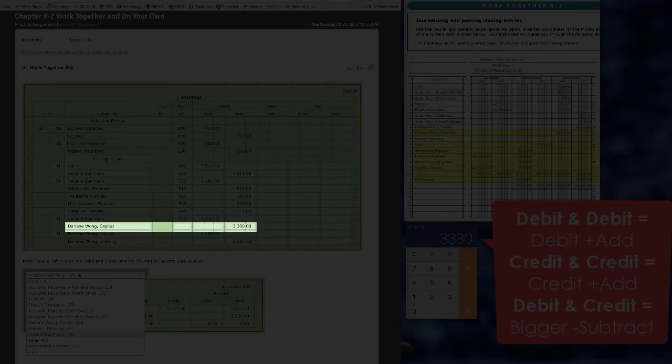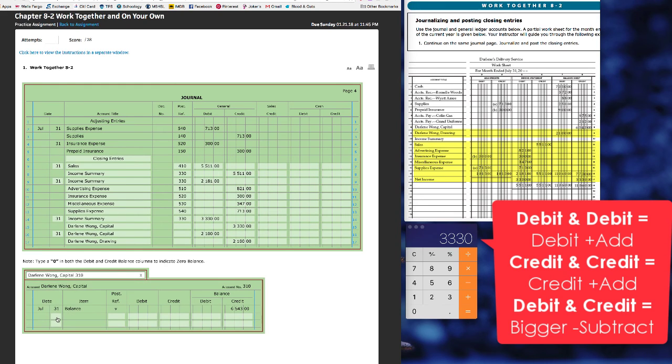And now I go down to capital. So capital on the 31st, coming from page 4. My first capital is a credit of $3,330. And here's a case where I have a credit and a credit. So I actually need to add. So $3,330 plus my existing credit, 6,543. And I've got a total of 9,873. Bring my 310 account number up here.